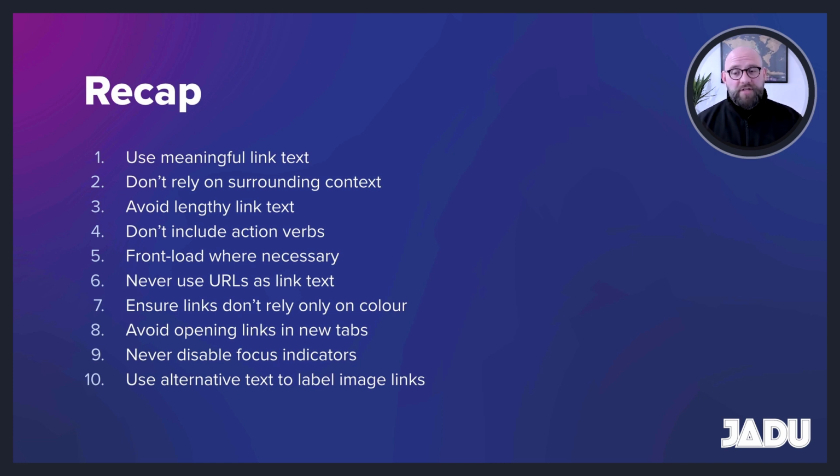Number 7, ensure links don't rely only on colour. Include a secondary visual cue, such as an underline, especially when the link is surrounded by plain text. Number 8, avoid opening links in new tabs, except where necessary, for example, for security reasons. And where you have to, do include some text within the link, such as "opens in a new tab." Number 9, never disable focus indicators, as this makes sites almost impossible to use for keyboard-only users. Number 10, use alternative text on an image to label image links. Don't just describe the image itself.